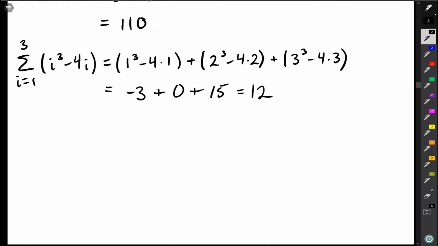So that's a quick little rundown of what sigma notation is. Hopefully that helps sort out any confusion that might come up.